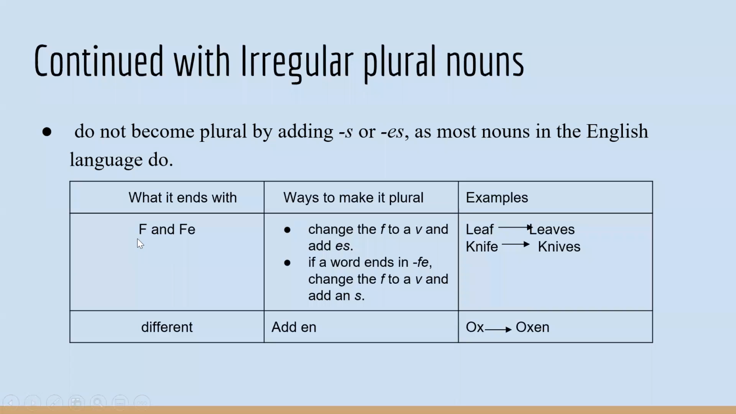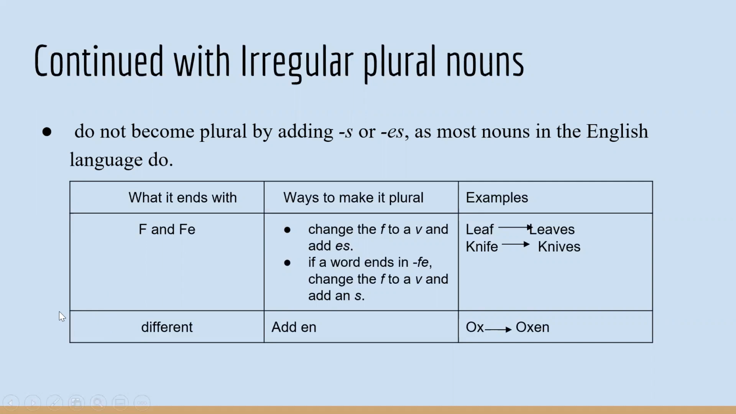So if it ends with F, then what you do is you change the F to a V and add ES. If a word ends in FE, change the F to a V and add an S. For example, in leaf, to make it plural, you would change the F and make it VES to make it leaves. In knife, change the F to make it a V, so knives.